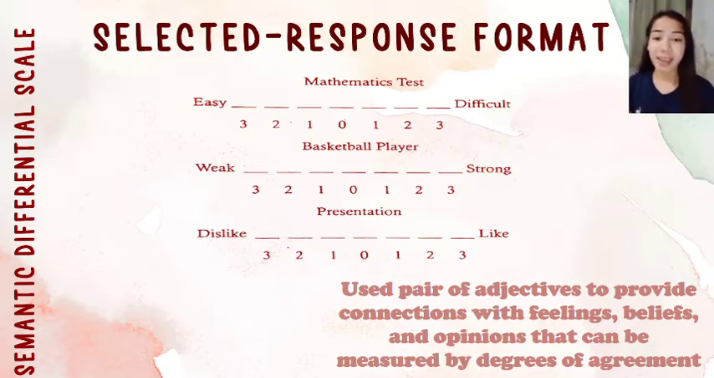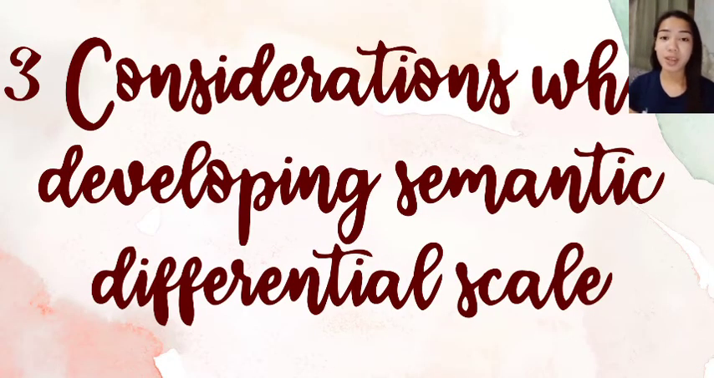Semantic differential scale, as I've said, is another type of selected response format in which a pair of adjectives are used to provide connections with feelings, beliefs, and opinions that can be measured by degrees of agreement to show both sides of opposite directions and intensity. The teacher lets the students check in between each pair of adjectives that describe the positive or the negative aspects of a given trait. When developing the semantic differential scale, we have to consider the following.